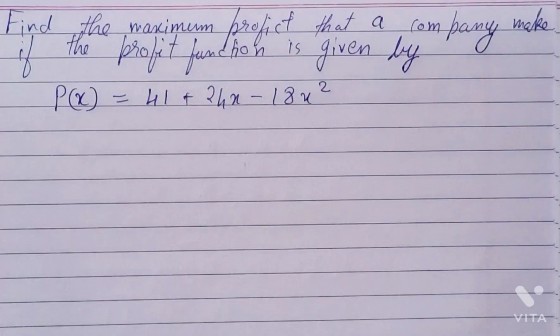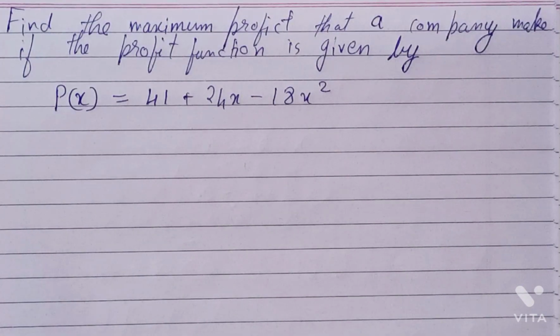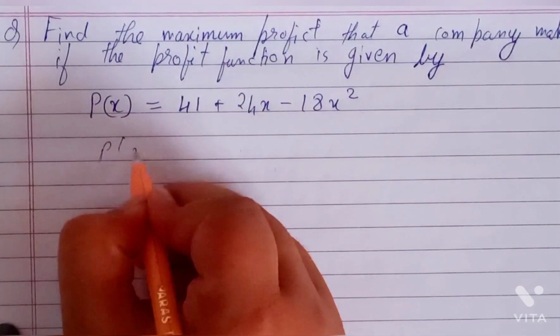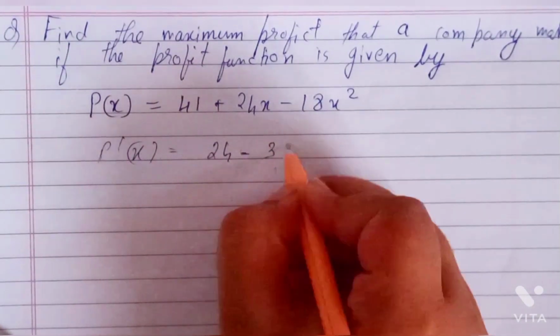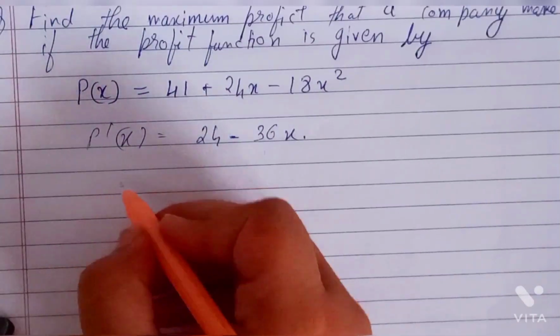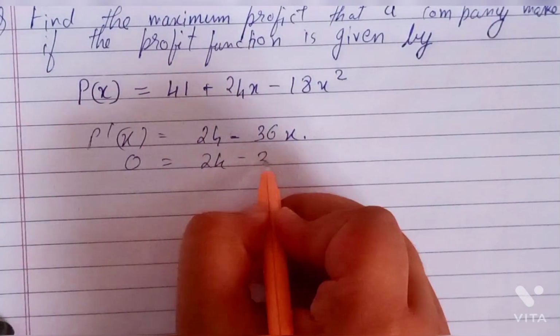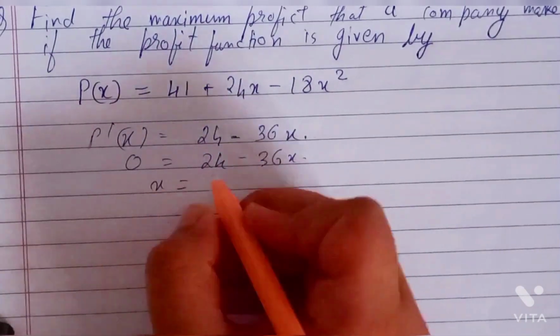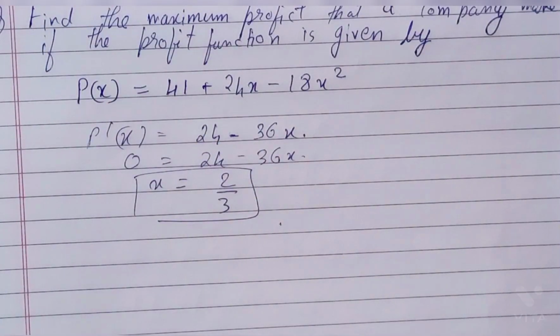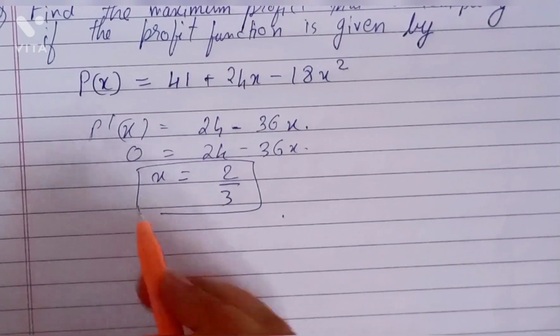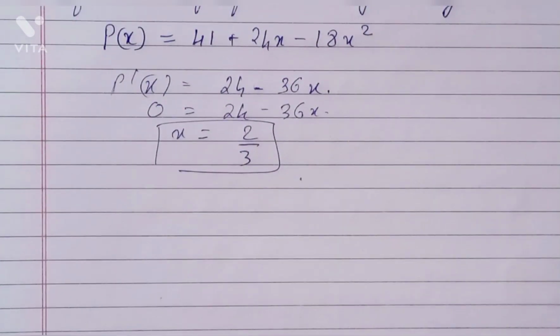So first thing is to differentiate it. We'll differentiate it now. P dash x is equal to 24 minus 36x. So we'll equate it to 0. 0 is equal to 24 minus 36x. So x would be equal to 2 by 3. Now we need to see whether it's a maximum or not at this point. So either you apply the second derivative test or the first derivative test. Alright, here I am applying the second derivative test.